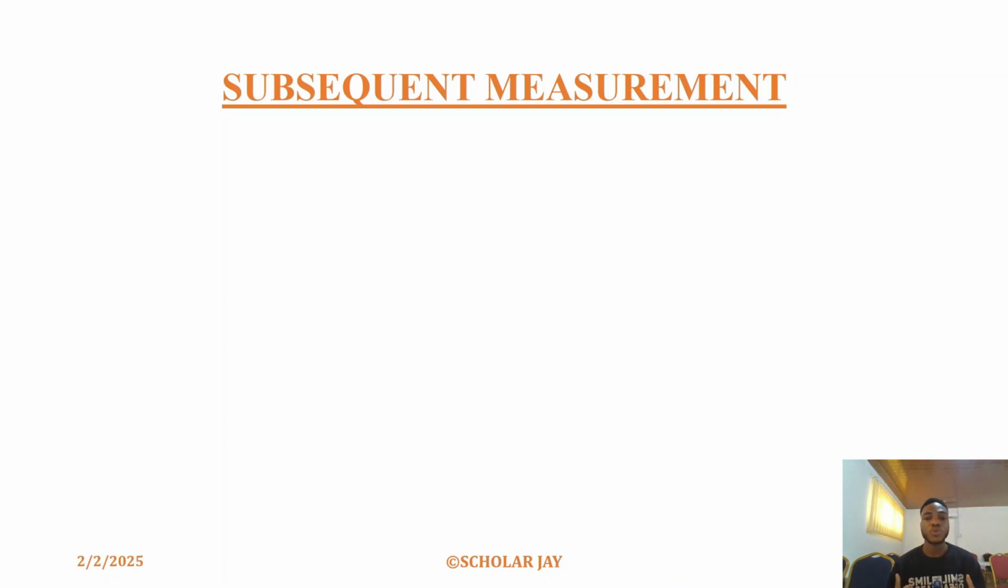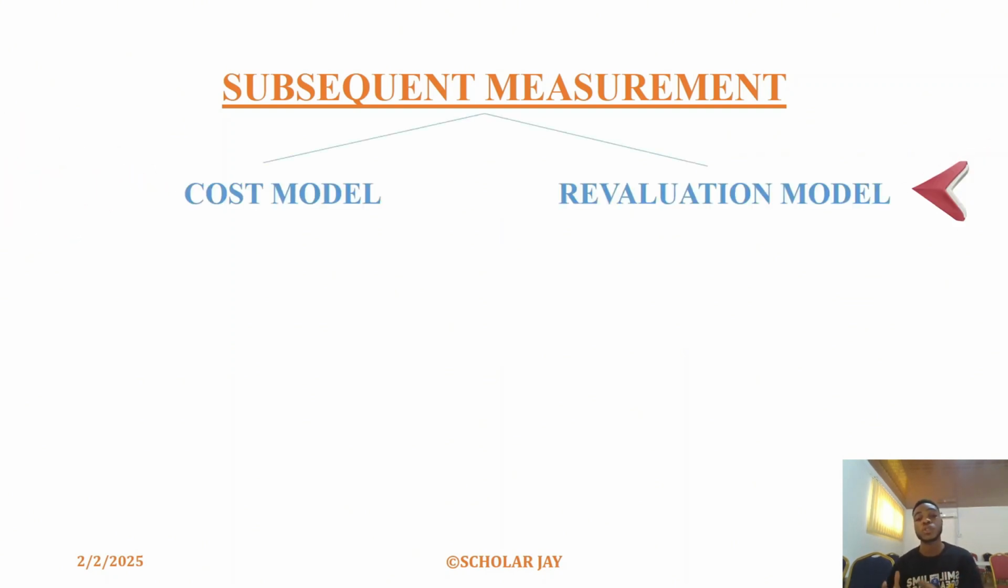Now, subsequent measurement is when the asset has been in your books for one accounting period. Are you with me? So the asset has been in your books for one accounting period. Subsequently, how do you treat it? How do you measure it? What value? How do you show the value? I hope you are getting it. So these subsequent measurements can be carried out in 2 approaches. We say that we use either the cost model or what you call the revaluation model.